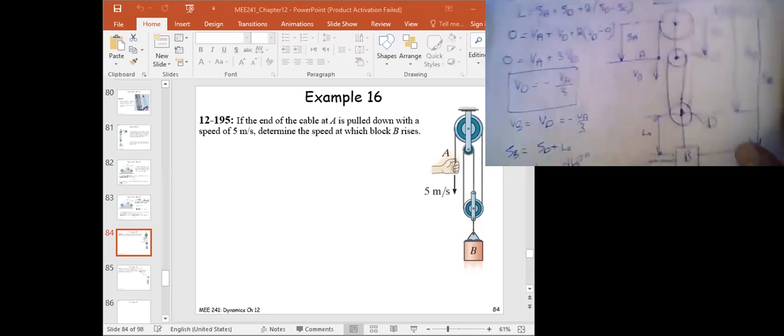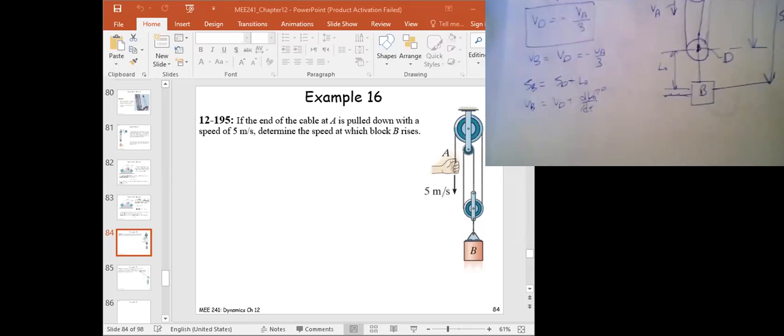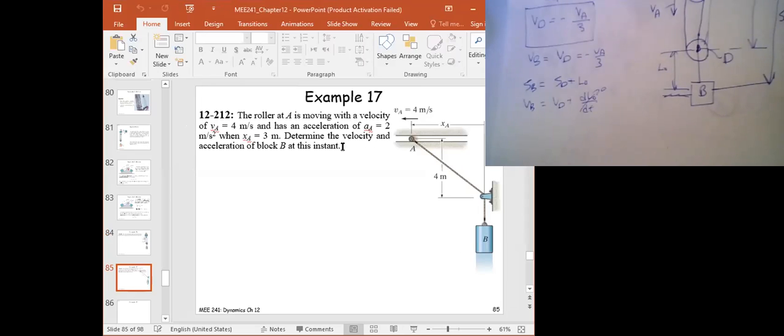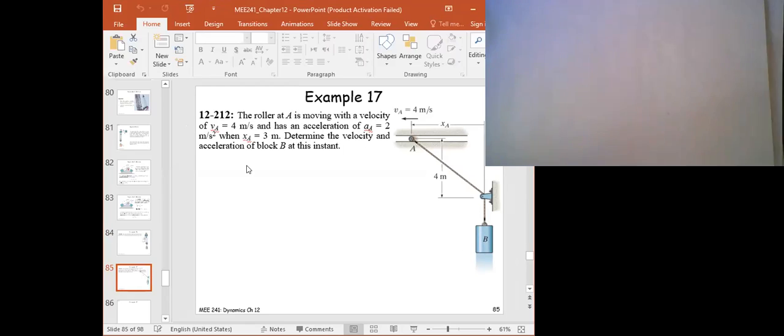Okay, guys, this is very good. Let us look into this problem. Example 17. We have the roller at A moving with a velocity of 4 meters per second. So I have the distance XA increasing, and it has an acceleration of 2 meters per second squared. Okay, let's do it here on a new paper.